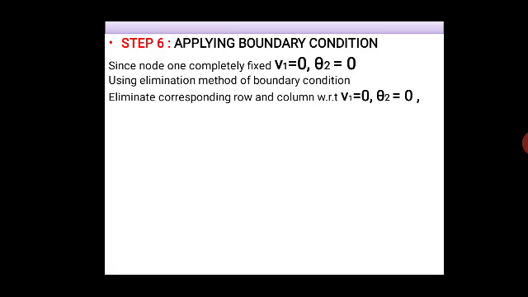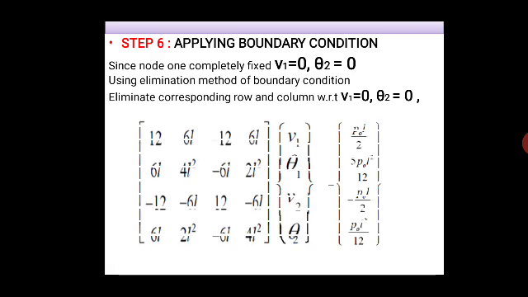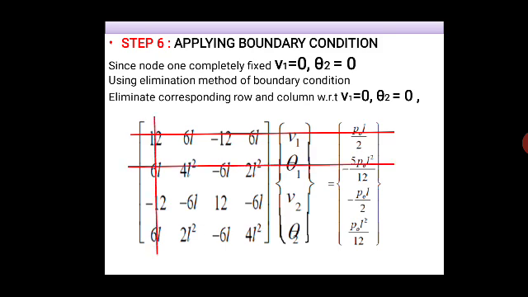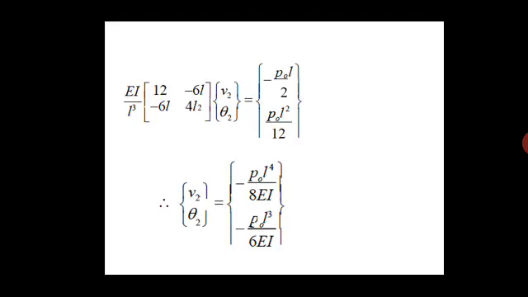Since node 1 is fixed, we consider it as the first node, and corresponding to the first node we will eliminate the corresponding row, that is the first row and first column. Similarly, if I am constraining the second node, that is if it is restricted for the moment, then eliminate the second row and second column.